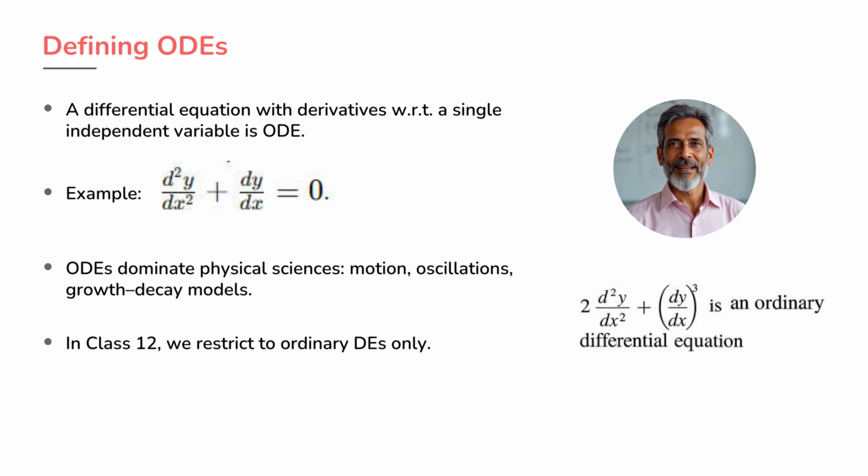But sometimes, life is trickier. Imagine temperature in a room depends both on time and space. That means two independent variables are involved. Such equations are called partial differential equations, or PDEs. Example, del squared z by del x squared plus del squared z by del y squared equals 0. But here's the good news. In class 12, we only deal with ODEs. PDEs come later when you study advanced physics, engineering, or even computer simulations. Right now, let's master the ordinary ones first.